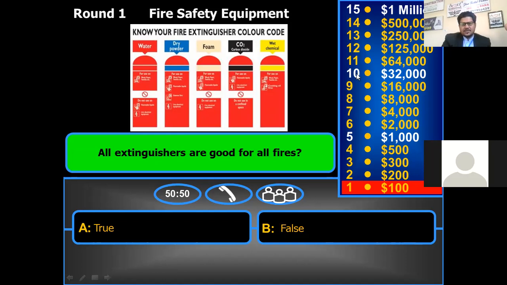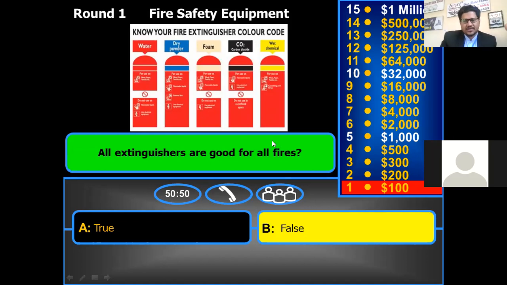Mr. Al-Ghamdi and Mr. Yusuf both mentioned false. Okay, so it's false, because as per the class of fire, we have to use the appropriate fire extinguisher.